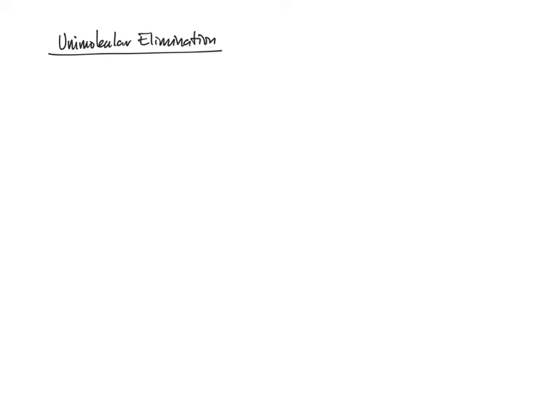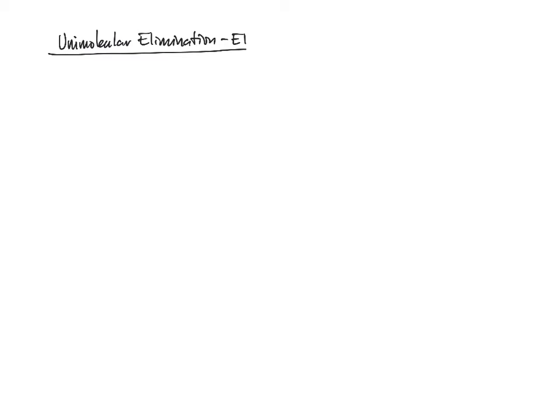In this screencast, we're going to talk about unimolecular elimination. So this is the E1 reaction. Elimination unimolecular, which means the rate determining step only depends on the concentration of the substrate. And again, we define the substrate as the species that's bearing the leaving group.